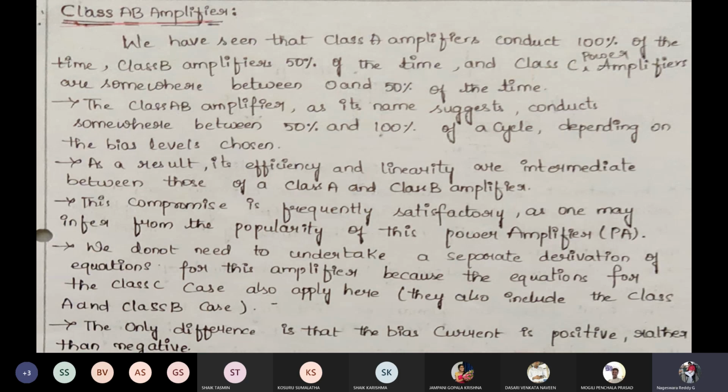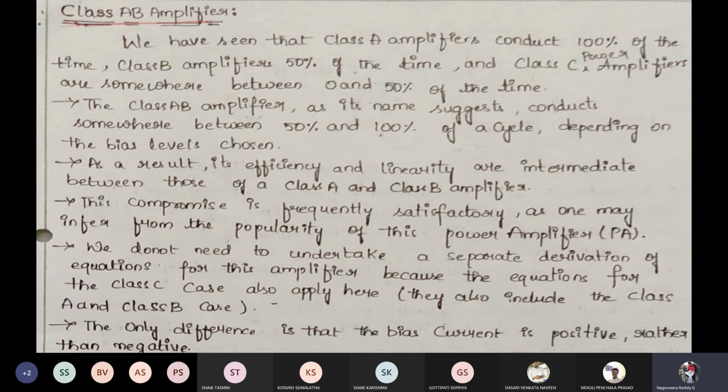We have seen that class A amplifiers conduct 100% of the time, class B amplifiers 50% of the time. So the class C power amplifiers are somewhere between 0 and 50% of the time. The class AB amplifier, as its name suggests, conducts somewhere in between 50% and 100% of a cycle, depending upon the biasing levels we are selecting. So the conduction angle of class AB amplifier is in between the class A and class B amplifiers.